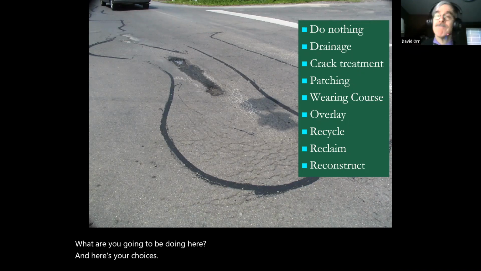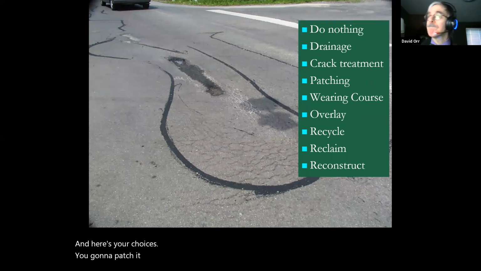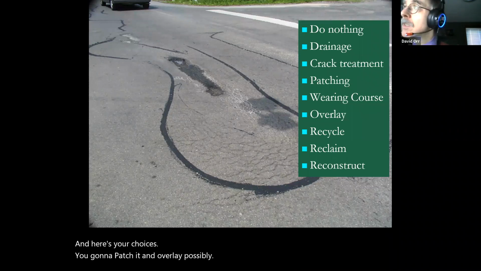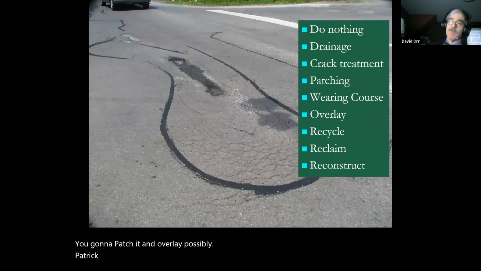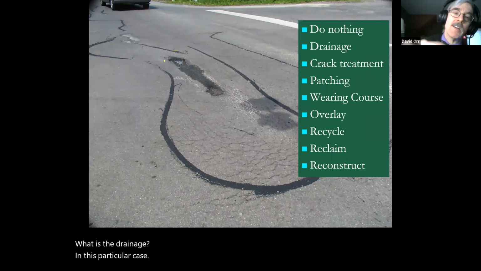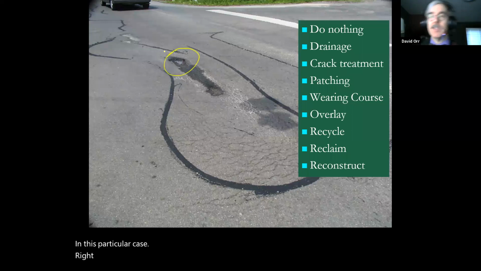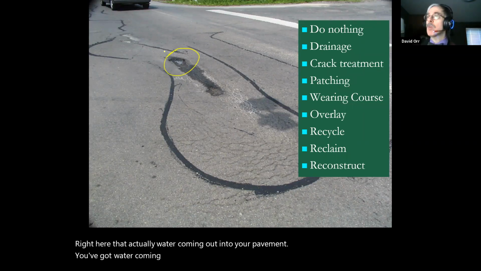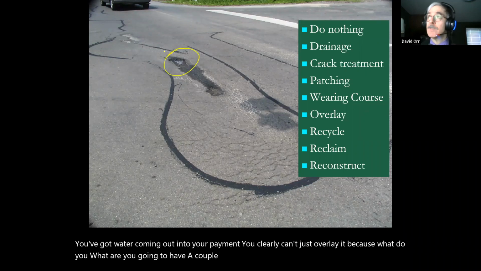You're going to patch it, an overlay possibly, patch it. Okay. Here's the key to think about. Remember, what is the drainage? In this particular case, right here, that's actually water coming out into your pavement. If you've got water coming out into your pavement, you clearly can't just overlay it, because what are you going to have a couple of years later if you try to overlay this?